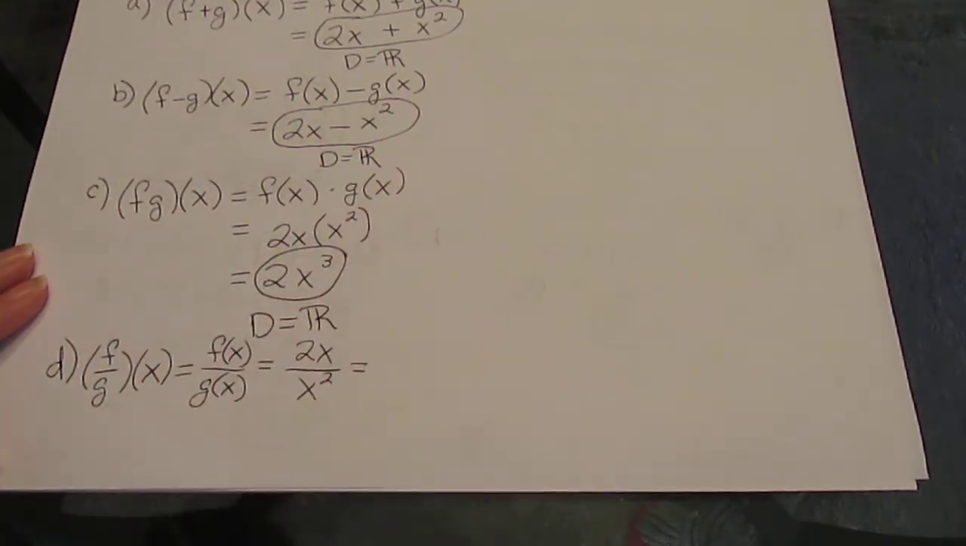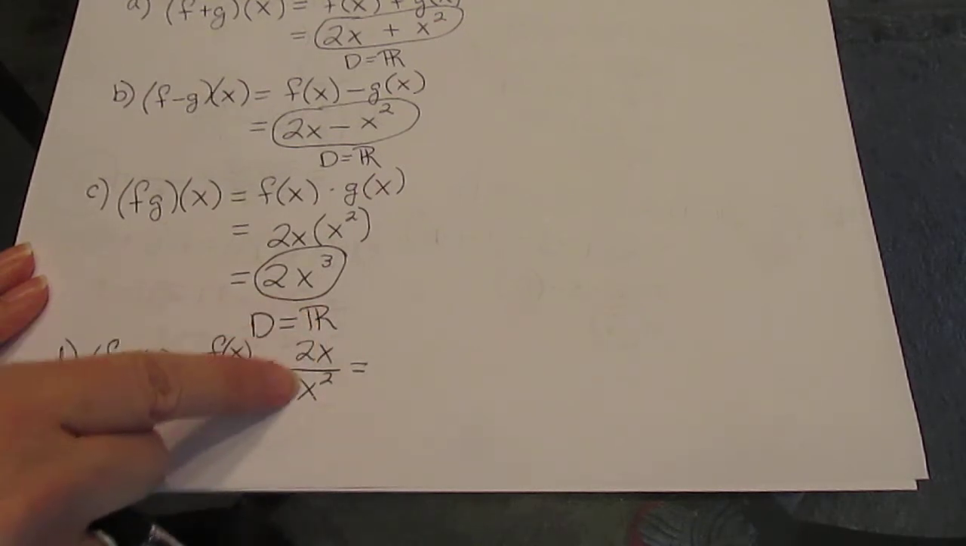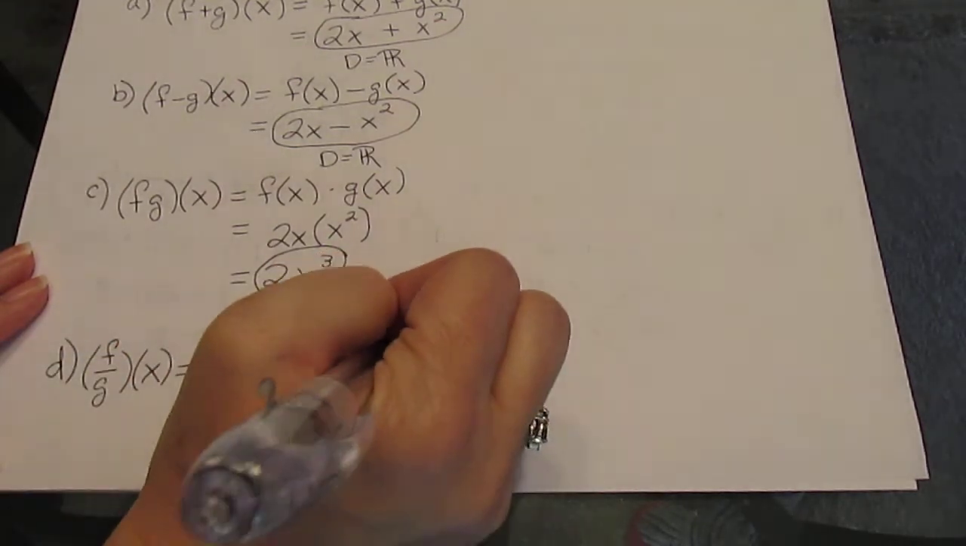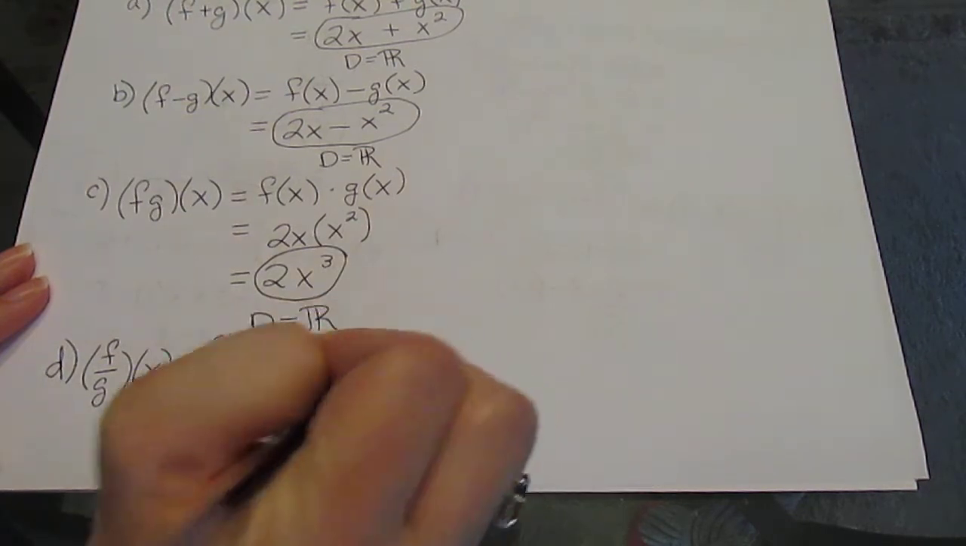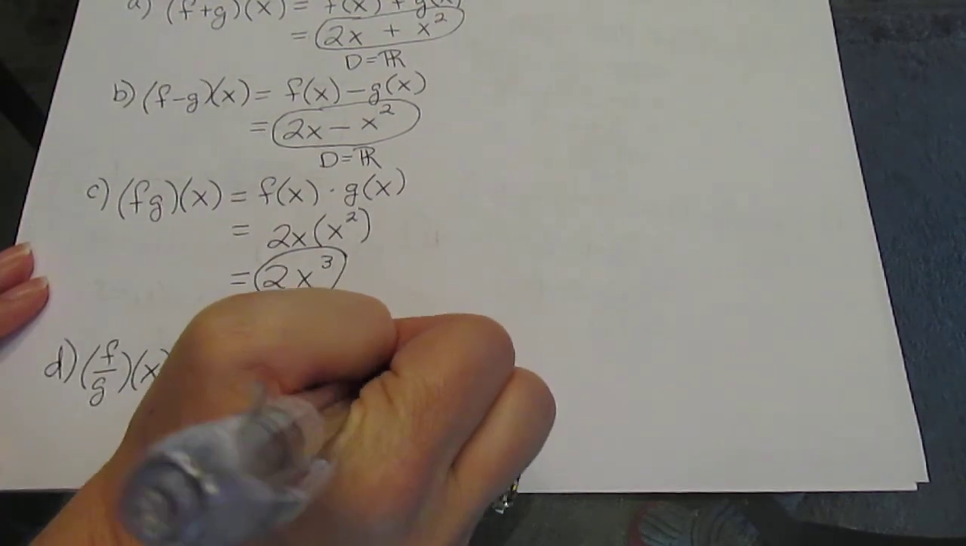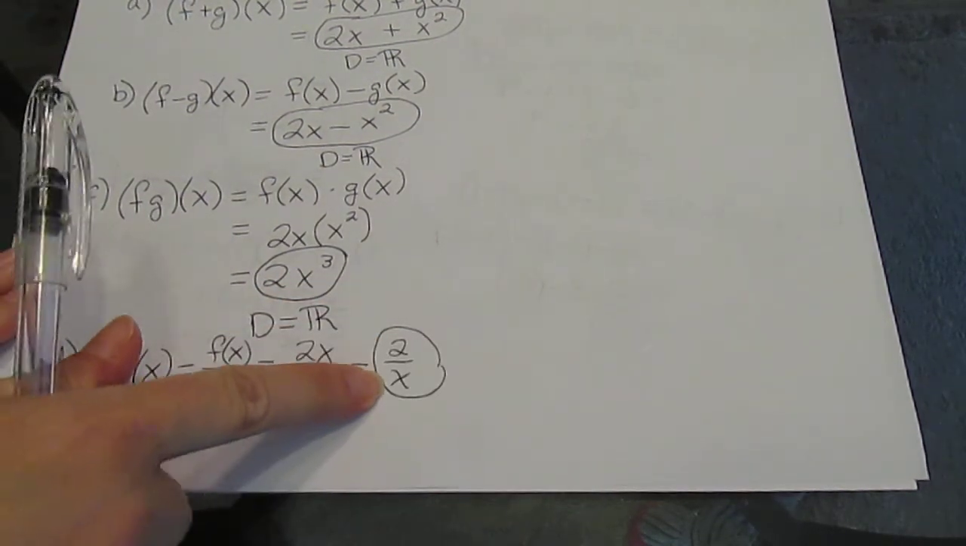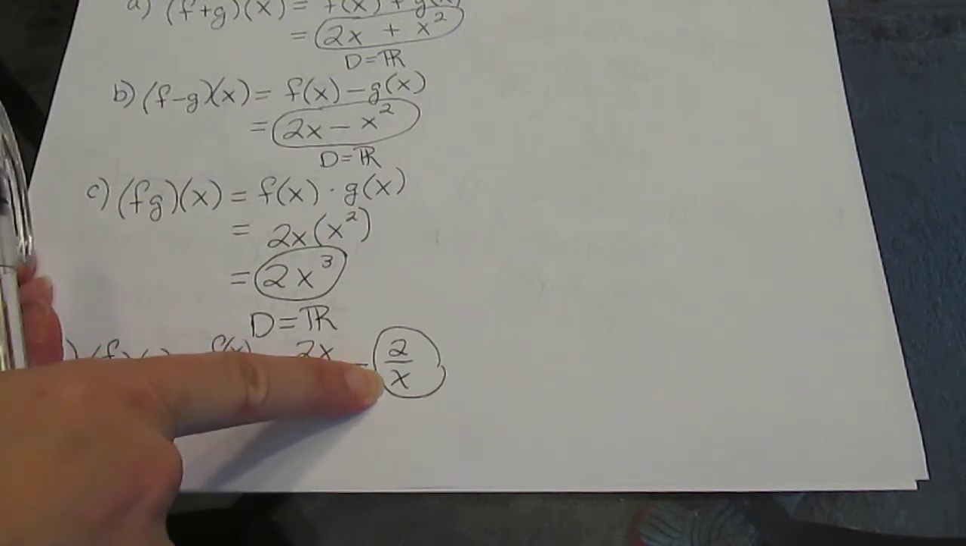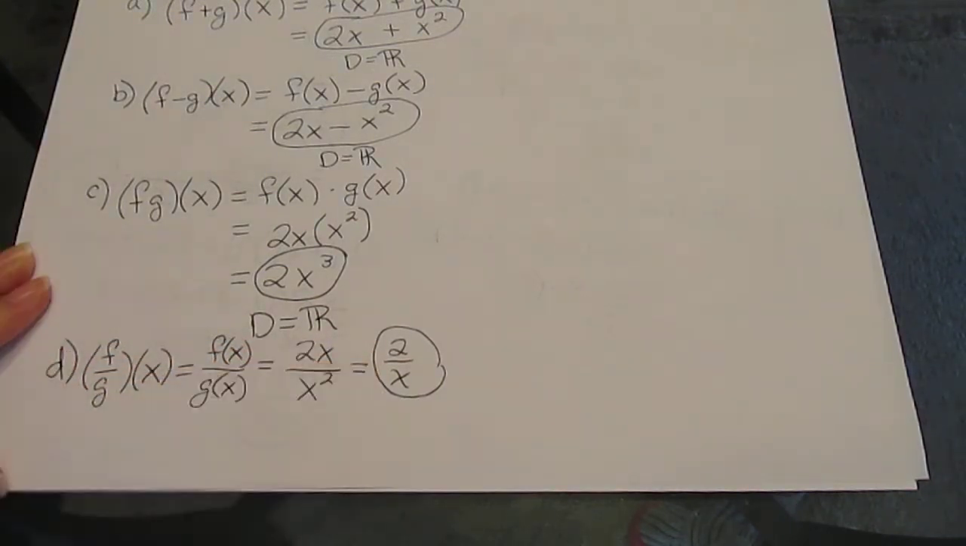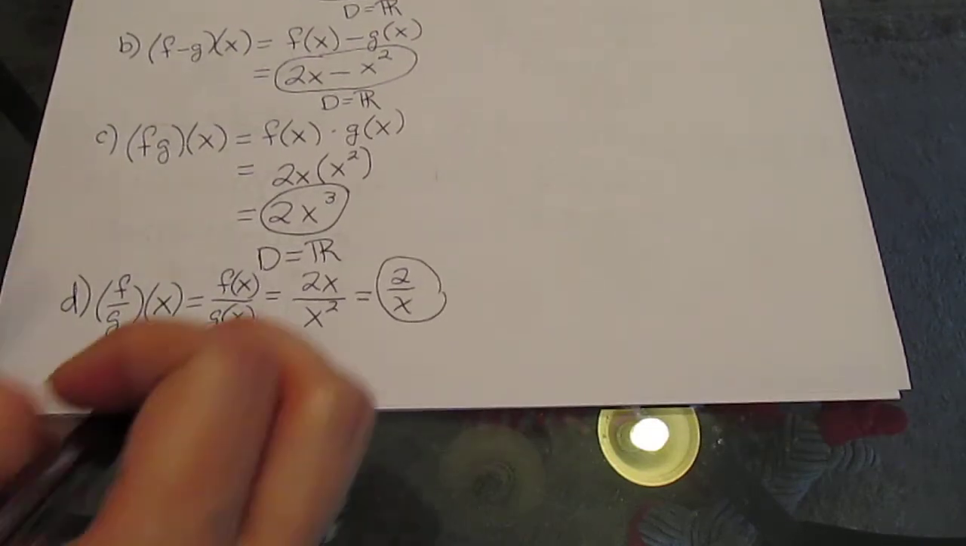And we can do a little bit of simplifying here. We can cancel an x off the top and the bottom. So we get 2 over x. The domain is not all real numbers this time, right? We can't have 0 in the denominator. That makes it undefined. So the domain for this one's all real numbers except 0.